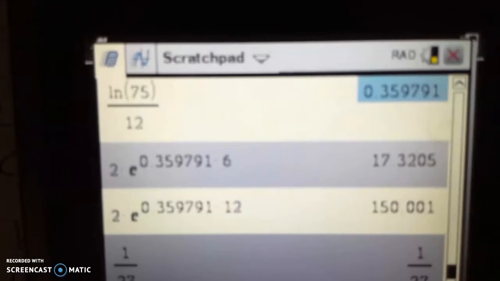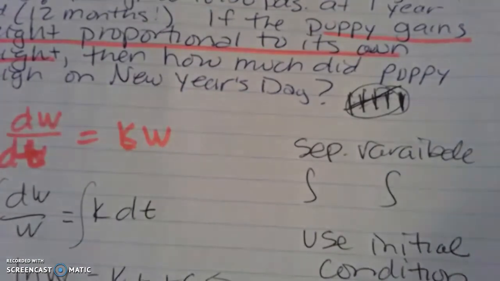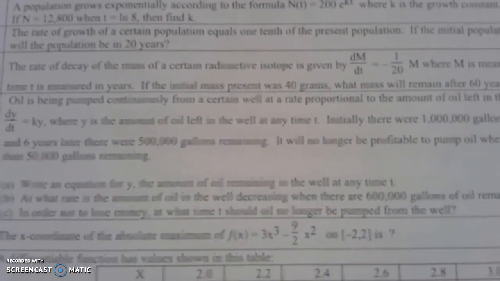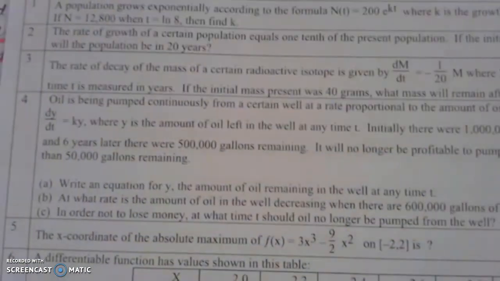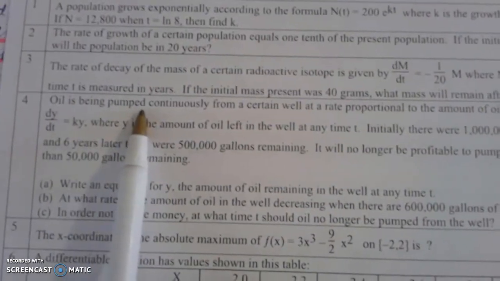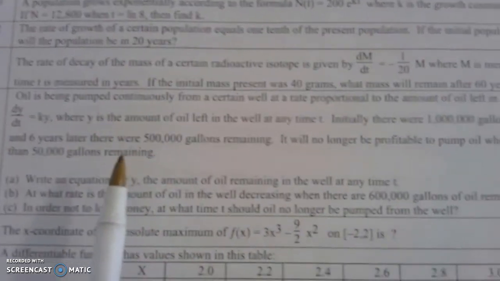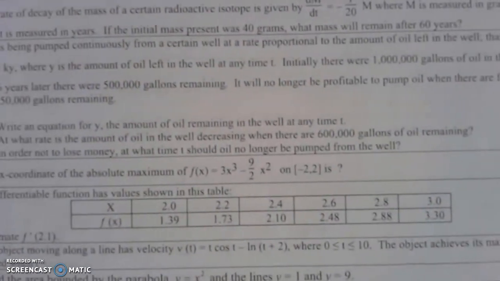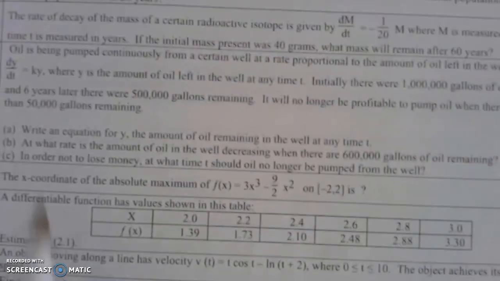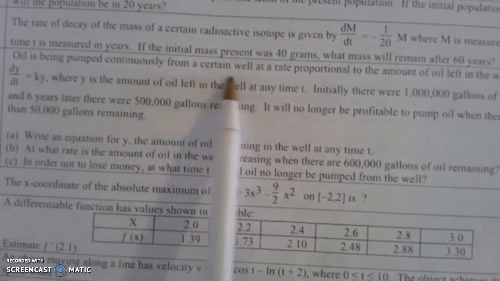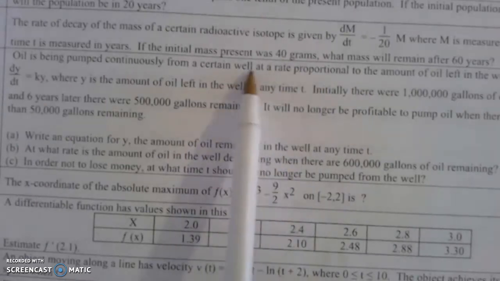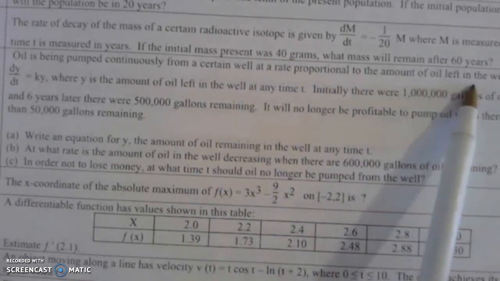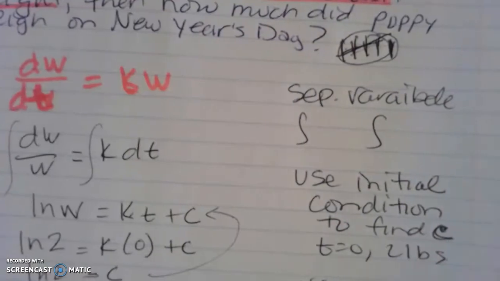So with that being said, I wanted to take a quick look at number 4 on worksheet 85, because that talks about the same thing. Okay, we have to do the same process, but sometimes the question's worded a little differently. I want to make sure you understand how it's set up. So oil is being pumped continually at a rate proportional to the amount of oil left in the well. So we're going to go, oops, drop my calculator.